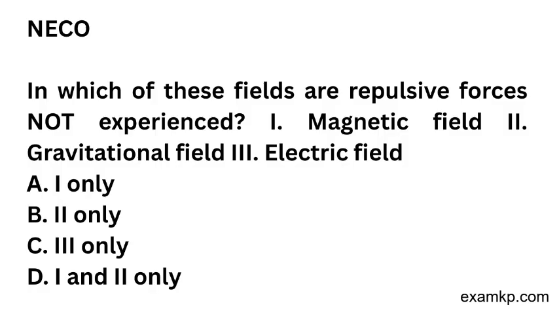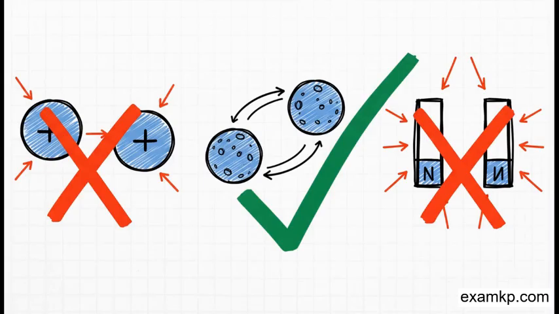And finally, a NECO question. You'll find that NECO loves to test your conceptual understanding of the topic. This one asks, in which of these fields can you not experience a repulsive or pushing force? Just think back to the fundamental properties we covered at the very beginning. The answer is really simple if you remember the basics we talked about. We know electric fields can repel and magnetic fields can repel. But what about the gravitational field? It is always attractive. It only pulls. It never pushes. Therefore, the correct answer is the gravitational field only.